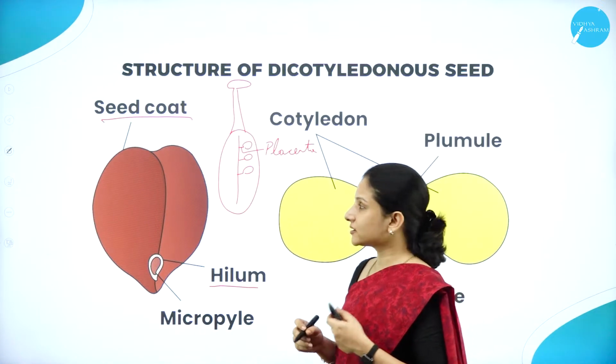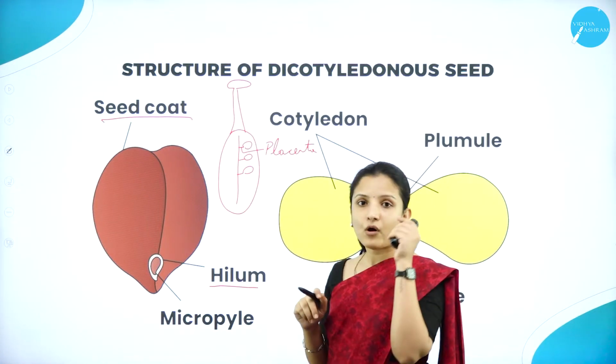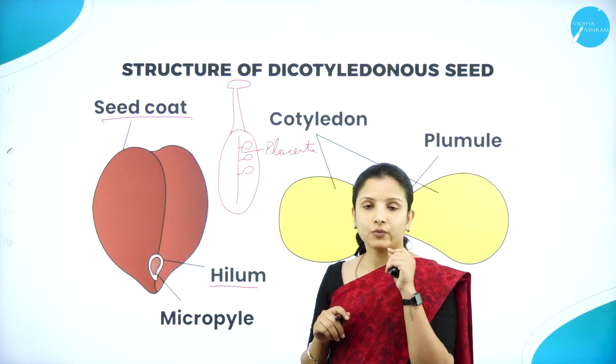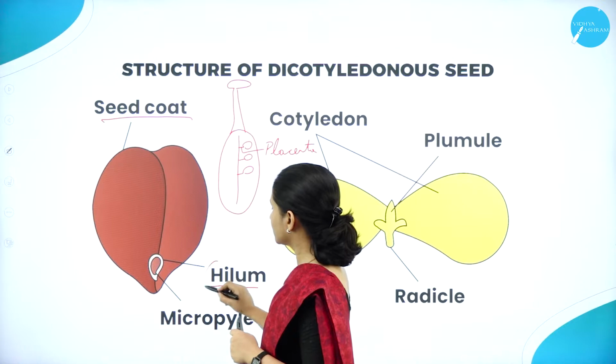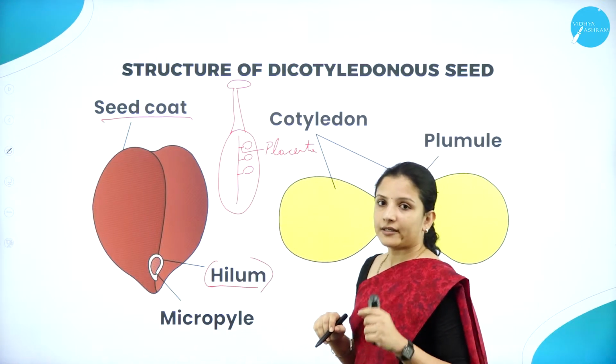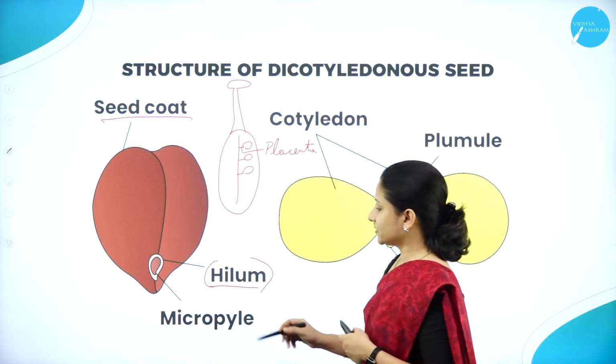So when it detaches itself from the placenta, a small scar will be left where the placenta was connected. That particular region is called the hilum. And next, one more part is called the micropyle.